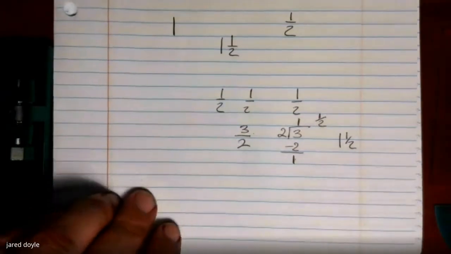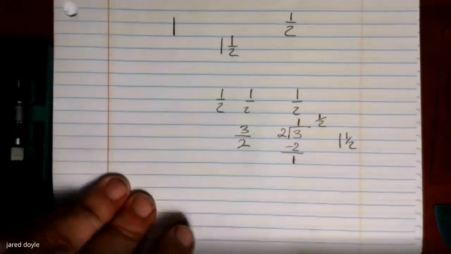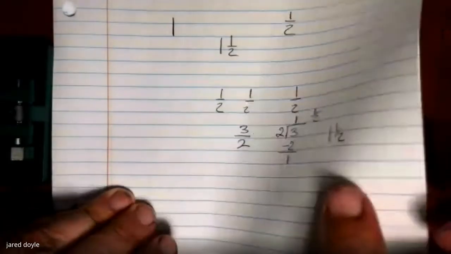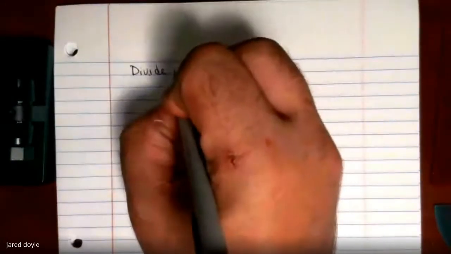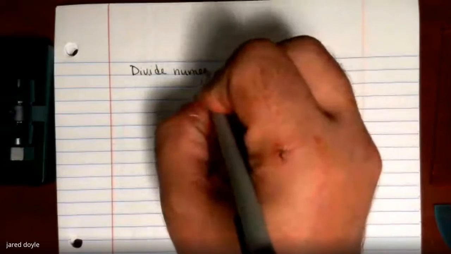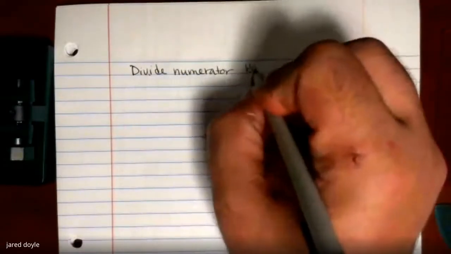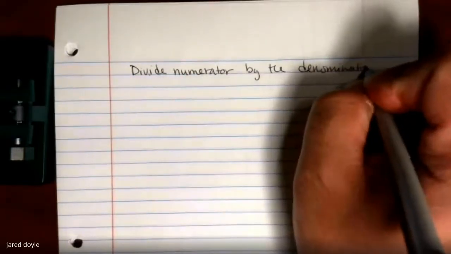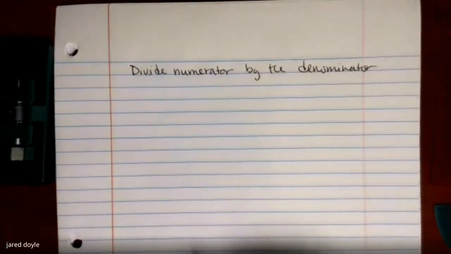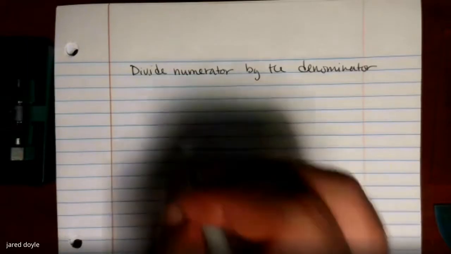Okay? So again, to convert from an improper fraction to a mixed number, all you have to do is divide the numerator by the denominator. And if it doesn't go into it evenly, the remainder gets written as a fraction, with the denominator being the same one you started with.